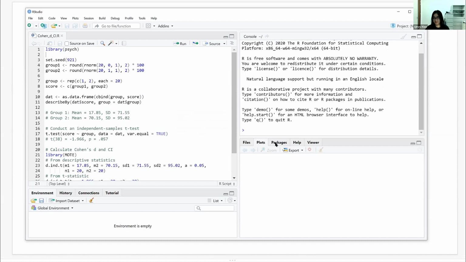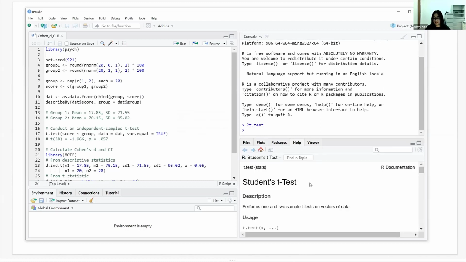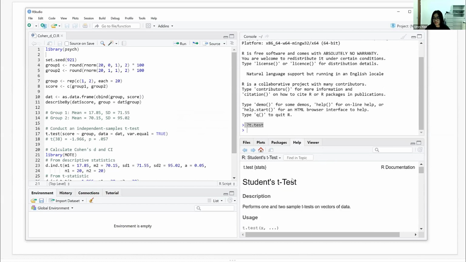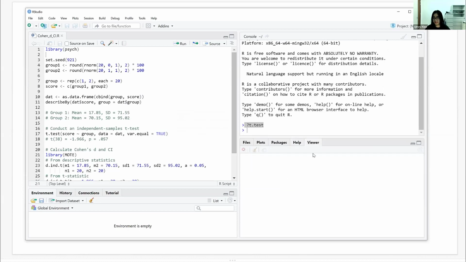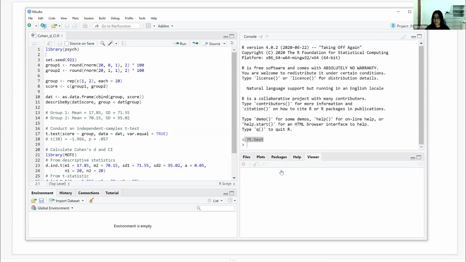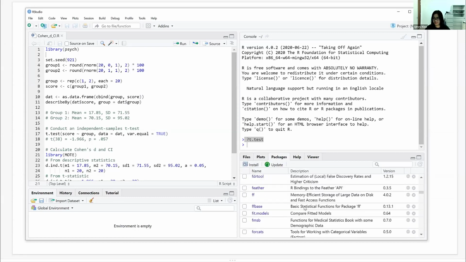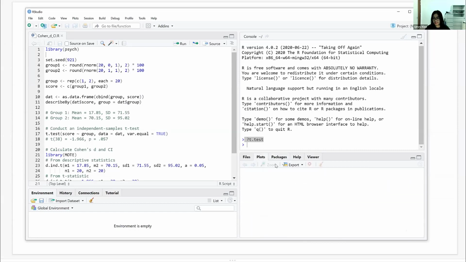and this window has some other functions. For example, if you ask for help, suppose I want to know how the t-test function works, if I type this, it will display a guide on how to use the function. And if we generate a graph, this is where the graph displays, and the packages that we have on this computer. Sorry, this is where the plot is going to show.